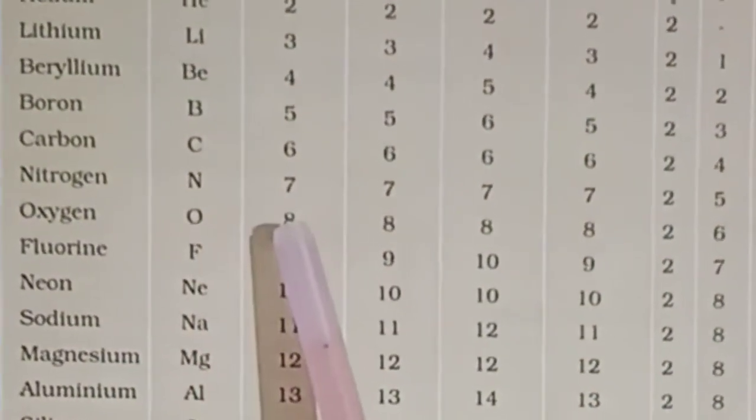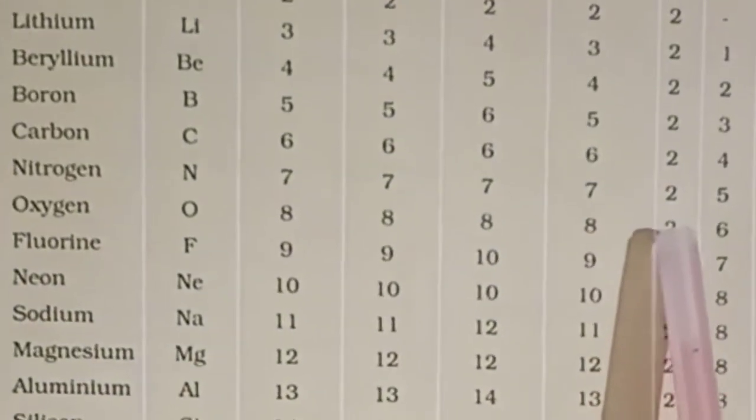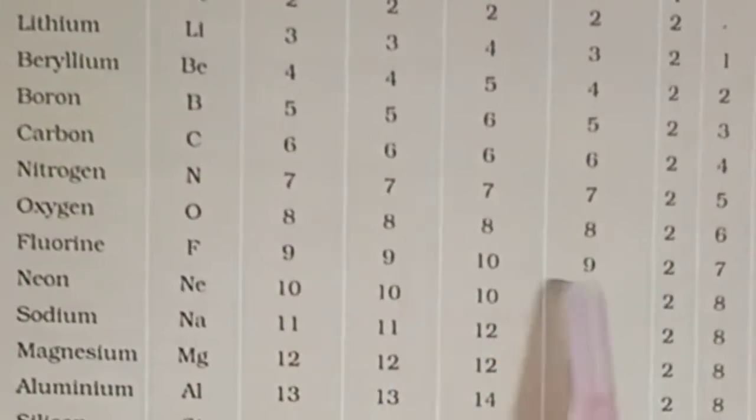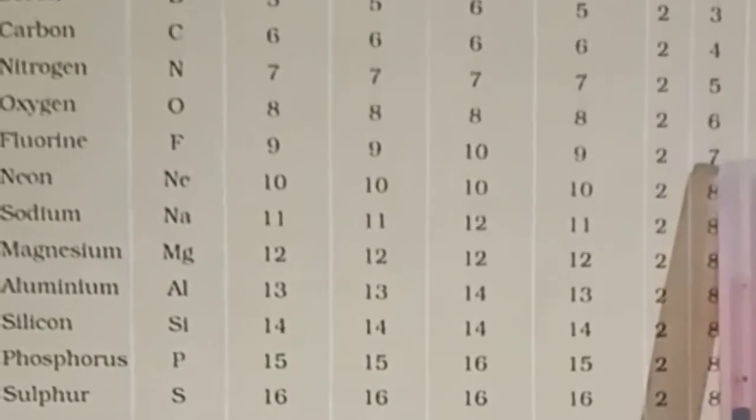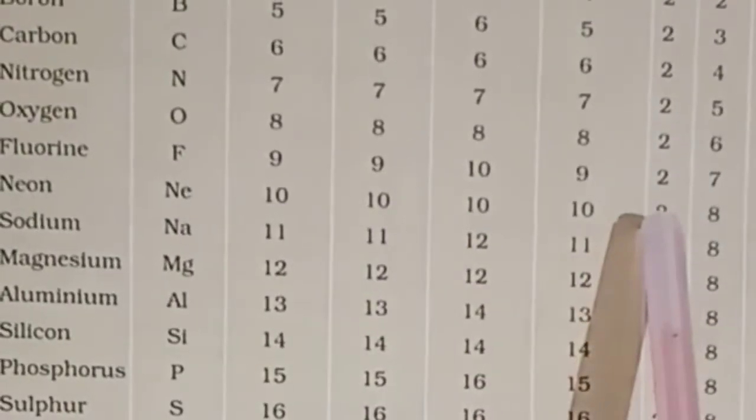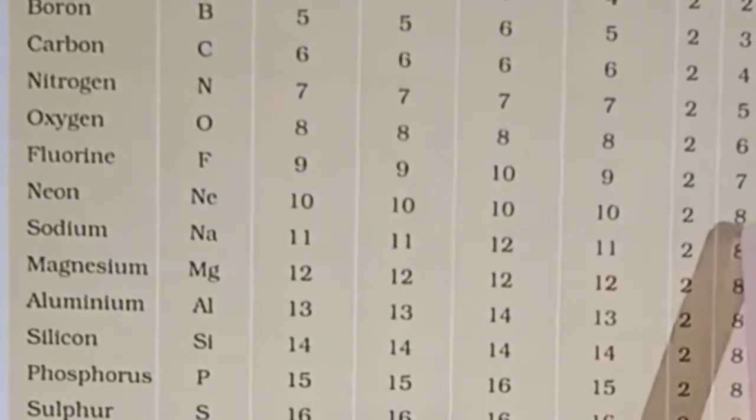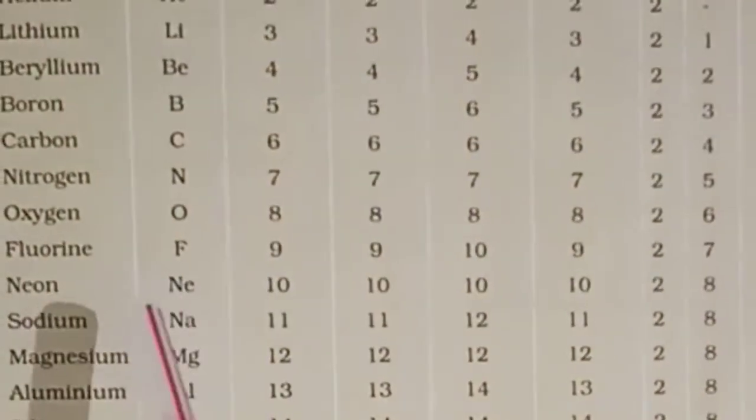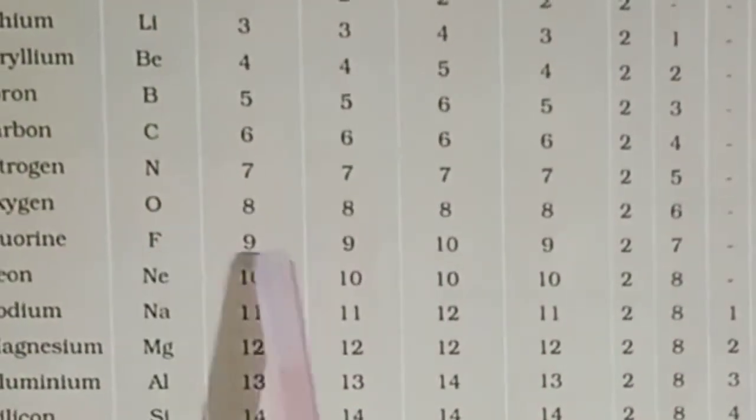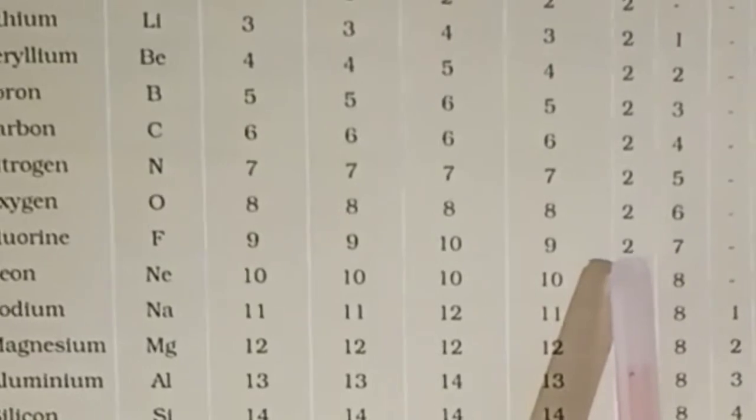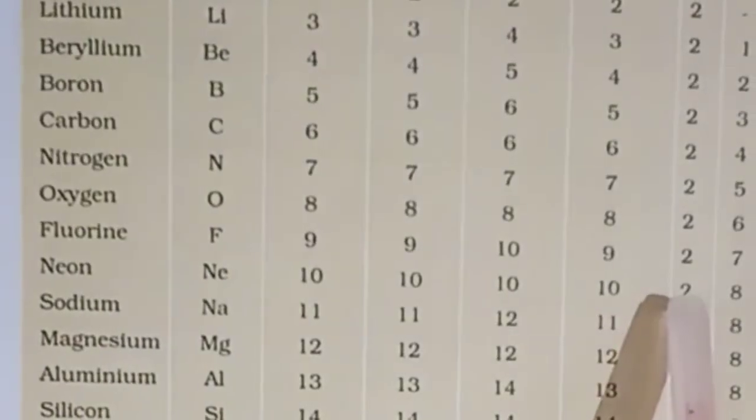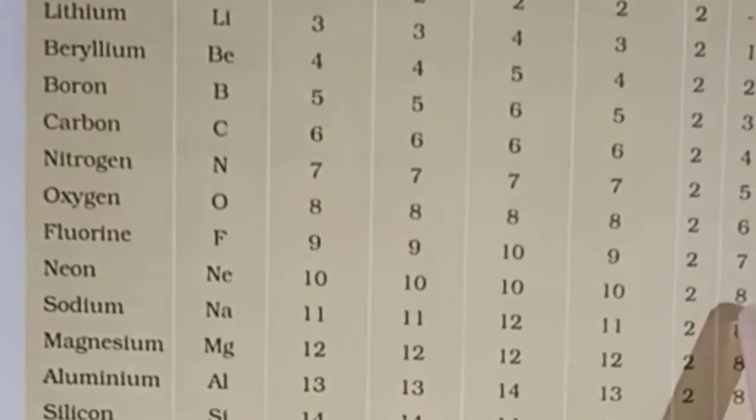Oxygen, atomic number 8, so first shell 2 electrons, and in the second shell 6. Fluorine, atomic number 9, first shell 2 electrons, next shell 7. Neon 10, so electronic configuration 2 and 8: first shell 2 and next one 8. Oxygen 8, so 2, 6. Fluorine 9, 2, 7. Neon 10, so first orbit 2, remaining 8 in the second orbit.